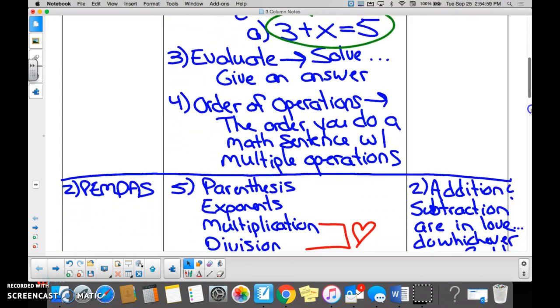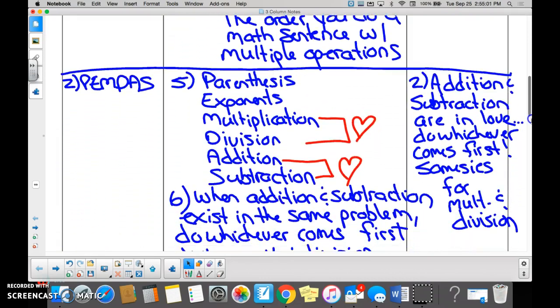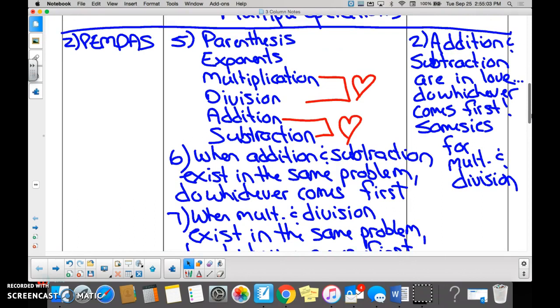Moving down to main idea number 2, PEMDAS. Most of you are pretty cool with PEMDAS. You understood parentheses, exponents, multiplication, division, addition, subtraction. A lot of you had no idea that addition and subtraction were what? They're couples, they're in love. Which means if you see them in a problem together, whichever one comes first goes first, right?